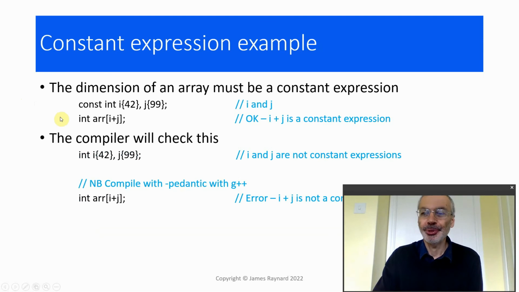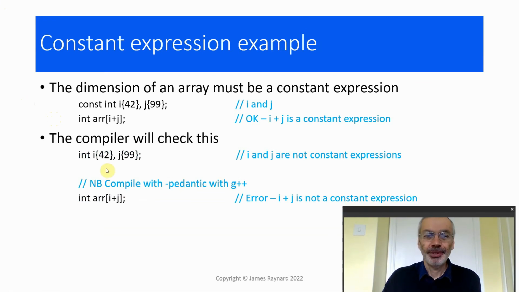Then i plus j is a computation involving only constant expressions, so i plus j is therefore a constant expression. So this means you could use i plus j as the dimension of an array, because the dimension of an array must be a constant expression. If we make i and j non-const, then they are still initialized from constant expressions, but they can now be modified after being initialized. So i and j are not constant expressions, and this will give a compiler error, unless you're using g++, when you have to use the -pedantic option, because g++ allows this as a non-standard extension.